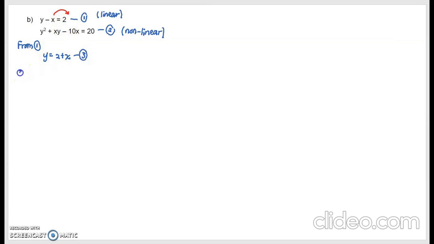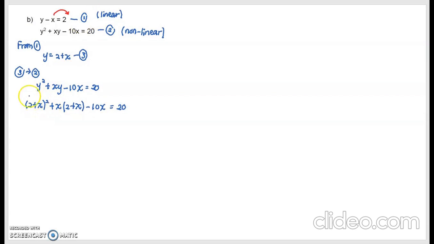So I substitute equation 3 into equation 2. Let me rewrite the equation: y squared plus xy minus 10x is equal to 20, where my y is 2 plus x. So here is 2 plus x, squared, plus x times y, where y is 2 plus x, minus 10x is equal to 20.